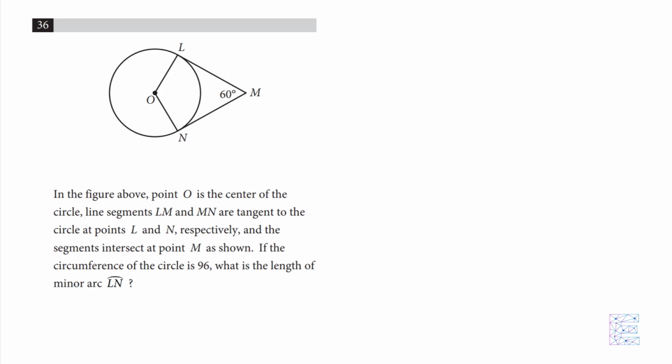In the figure above, point O is the center of the circle. Line segments LM and MN are tangent to the circle at points L and N respectively, and the segments intersect at point M as shown. If the circumference of the circle is 96, what is the length of minor arc LN?